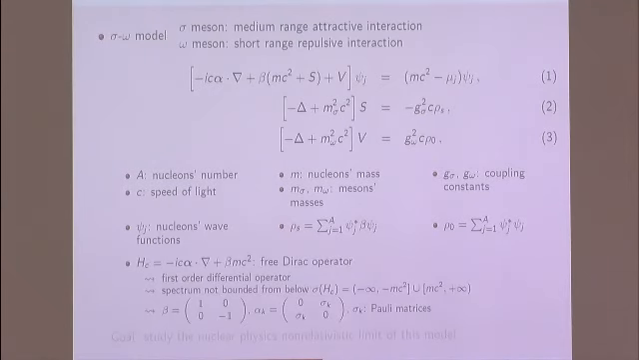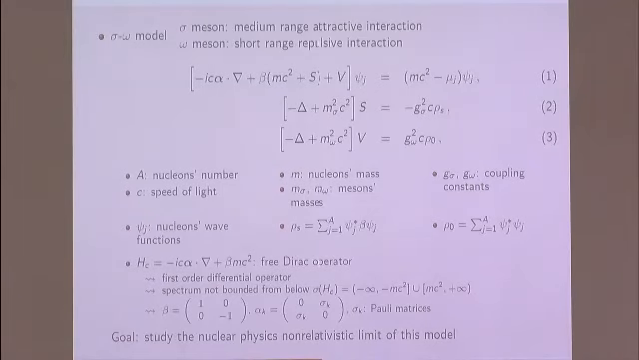The differential operator here in the first equation is the Dirac operator. I remind that the Dirac operator is a first-order differential operator whose spectrum is not bounded from below. In the Dirac representation, β is a 4x4 matrix defined in this way, and α is a vector of three 4x4 matrices defined via the Pauli matrices σ_k. Then, for the nucleons, we have a non-linear Dirac equation, while for the mesons, we have Klein-Gordon equations. The goal here is to study a particular non-relativistic limit of this model.